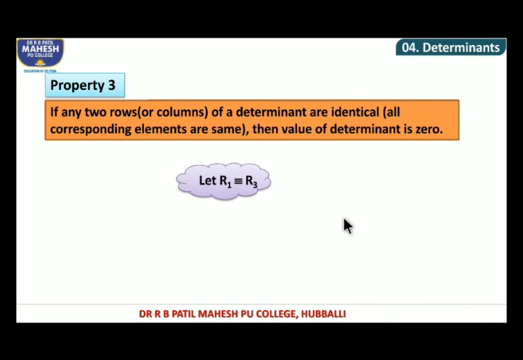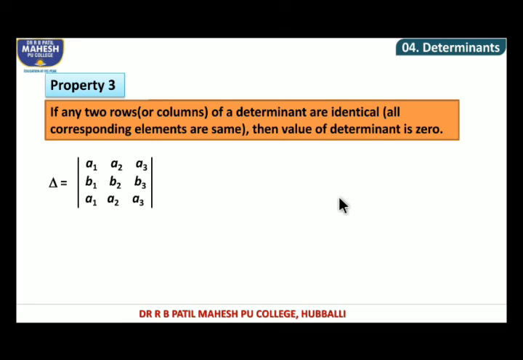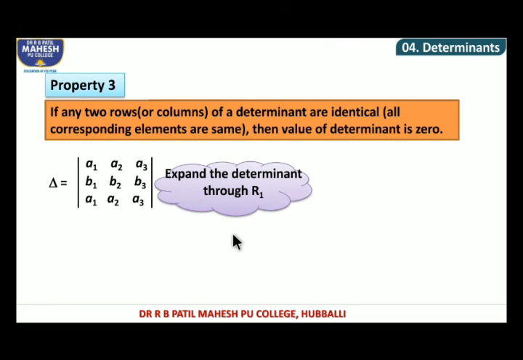So we will take that R1 is exactly equal to R3, meaning that delta is equal to the determinant A1, A2, A3, B1, B2, B3, C1, C2, C3. In the third row we have to take A1, A2, A3, because we are taking two rows identical. Then here we will get the value of this determinant. So here R1 and R3 are equal. Now expand this determinant through R1.